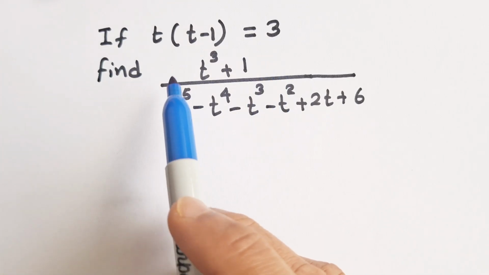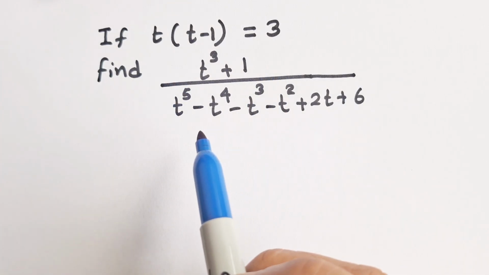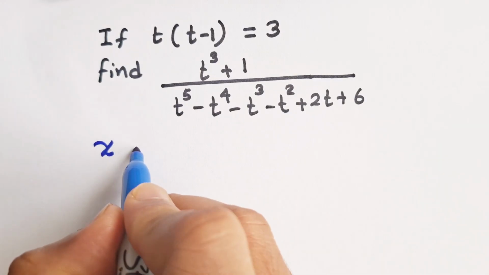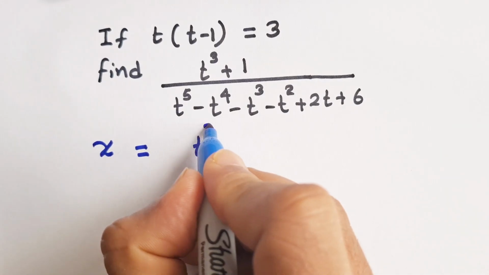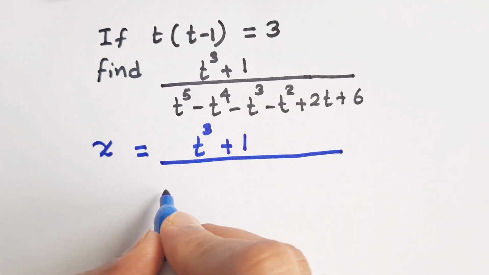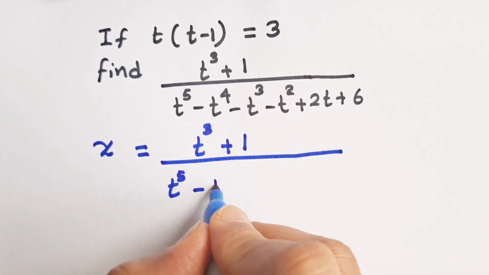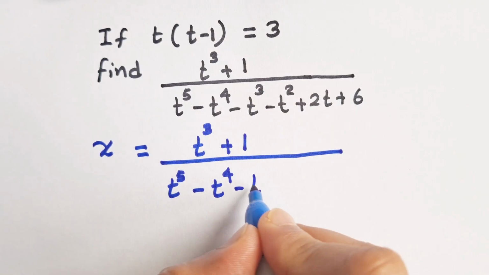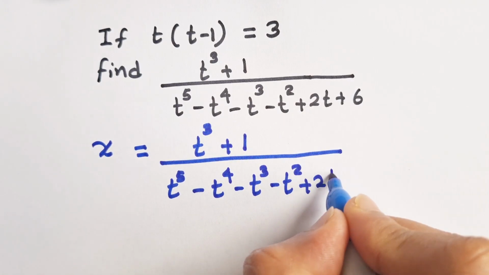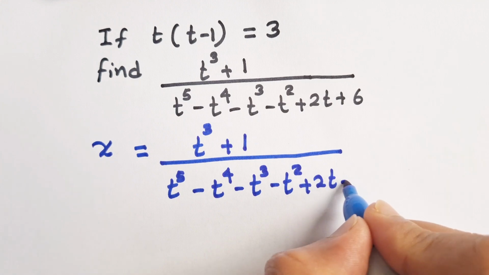It is given that t times (t minus 1) equals 3, and we need to find the value of this mathematical expression. First of all, I'm going to name this one as x equals t to the power 3 plus 1 over t to the power 5 minus t to the power 4 minus t to the power 3 minus t to the power 2 plus 2 times t plus 6.